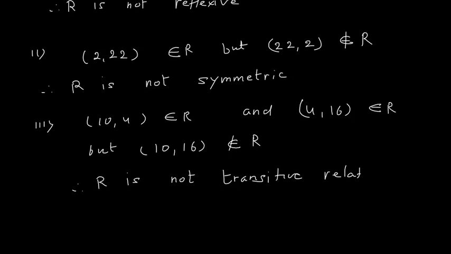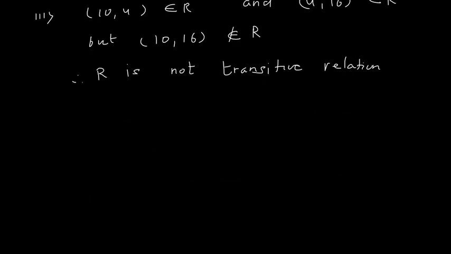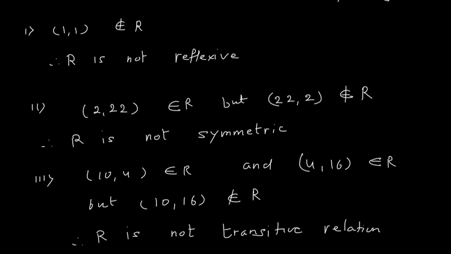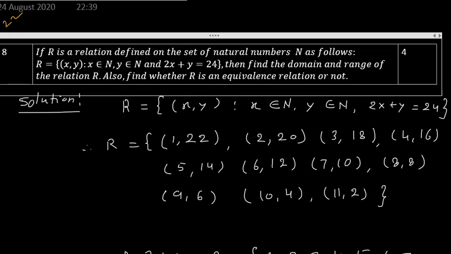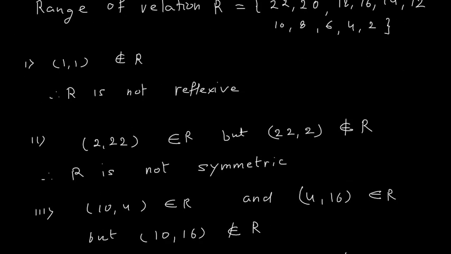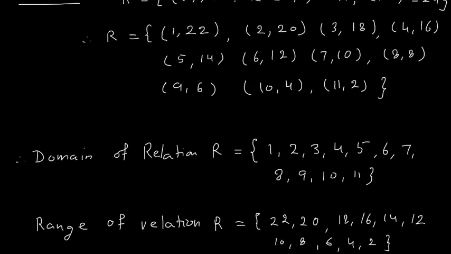So R is neither reflexive, nor symmetric, nor transitive. Therefore R is not an equivalence relation. Simple. Okay, so here R is not an equivalence relation. So that's it. We have to find a domain and range, and then we have to check whether it is an equivalence relation or not. So for 4 marks, this is your question.